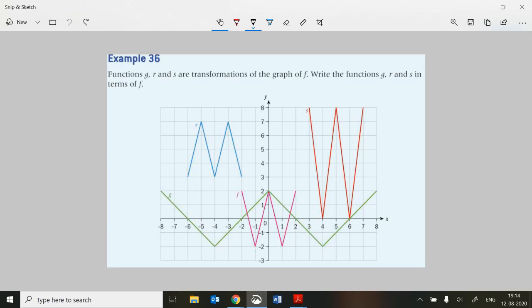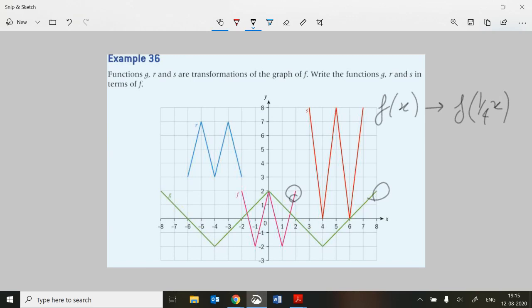So f(x) is just your normal f(x). We don't actually know what that function is. We'll say what the transformations are. So we can see that g is just a stretch in the x direction. Take your point here, for example, it's going to stretch by a factor of 4 in the x direction. Now, that's going to take f(x) and it's going to become f(a quarter x) here.